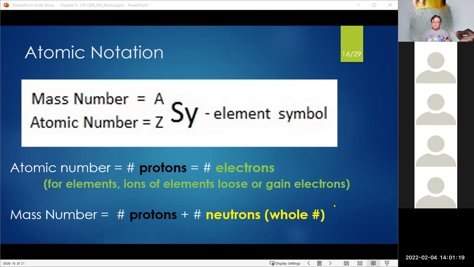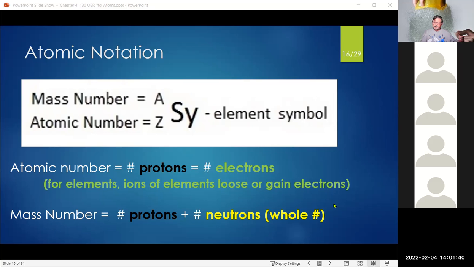The ions are the ones that are either losing or gaining. So if we take the mass number and want to know what the mass number is, it is the sum of the number of protons and the number of neutrons, okay, which are whole numbers.